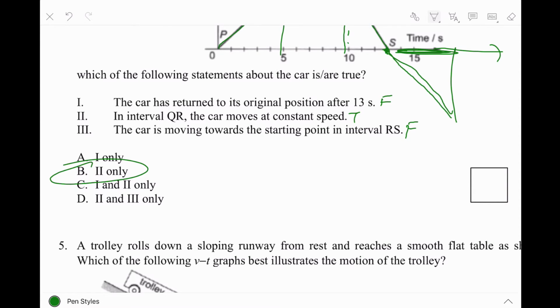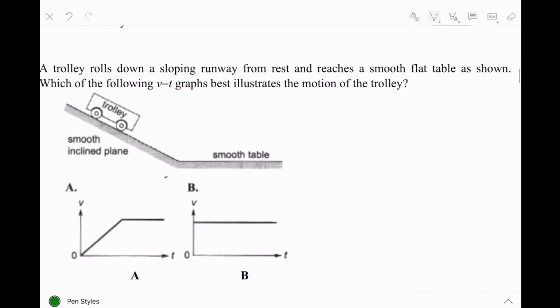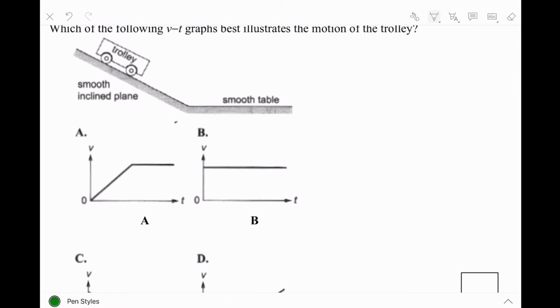Number 5, a trolley rolls down a slope, running away from rest, and reaches a smooth flat table like this. What is the velocity versus time? Now we know when you roll down, the velocity, I have to say it really means the speed in this case, increases, because it converts the potential energy to kinetic energy. So once you reach this one, the speed will be constant.